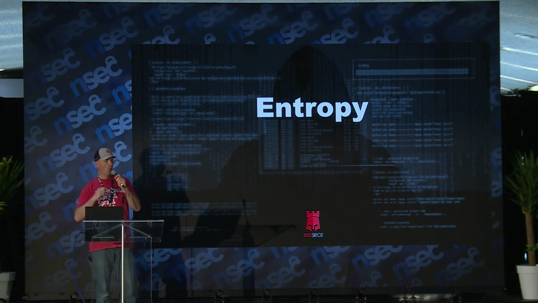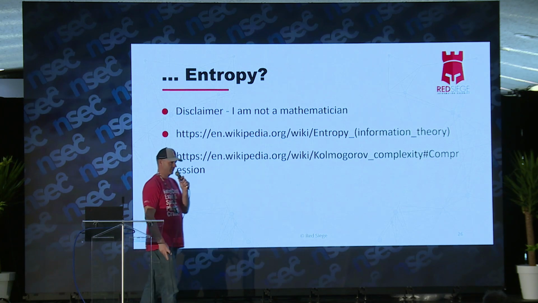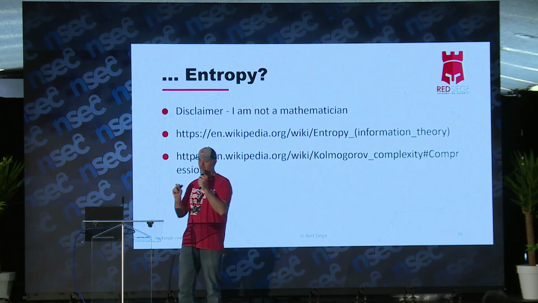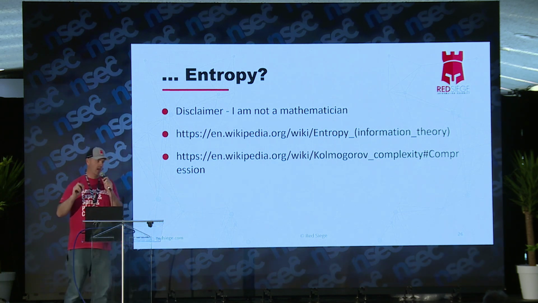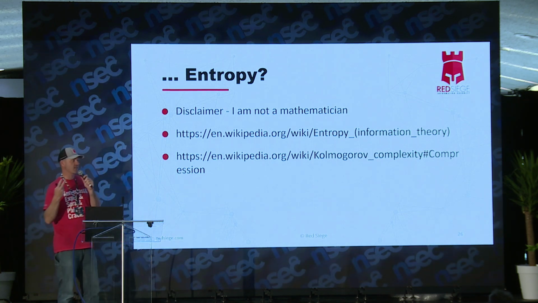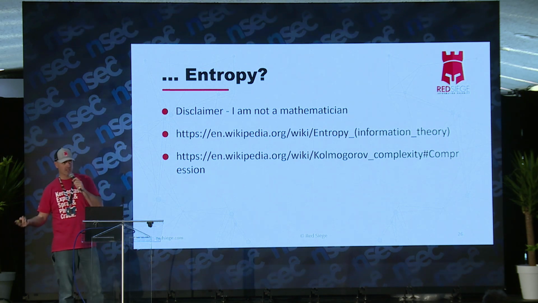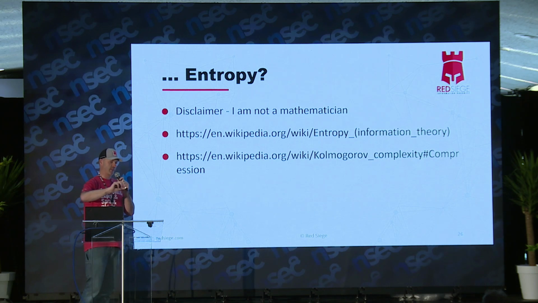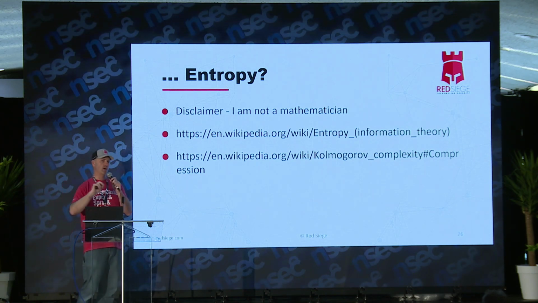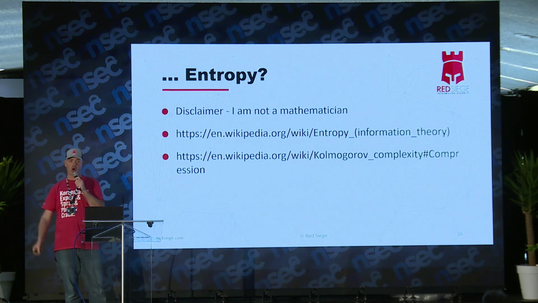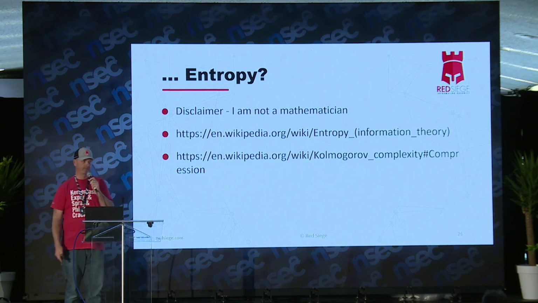With regard to entropy, I do want to give you a disclaimer. I am not a mathematician, so I may not be explaining all of these concepts correctly. I'm going to do my best, but I am not a mathematician. We are talking about entropy as it relates to information theory, not the heat death of the universe. They're related, but we're talking about information theory specifically here. In addition to entropy, I'm going to talk about a concept called Kolmogorov complexity. So let's get into it.